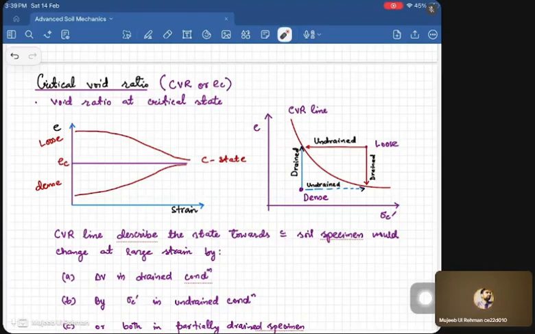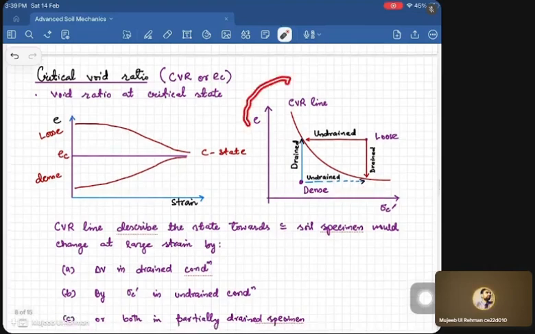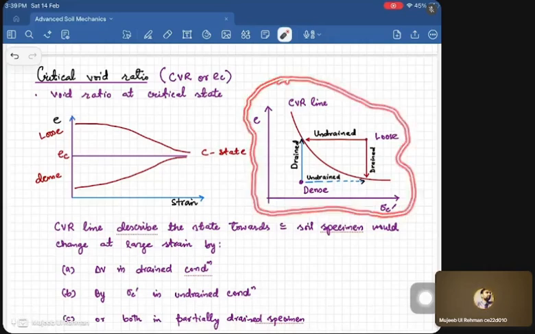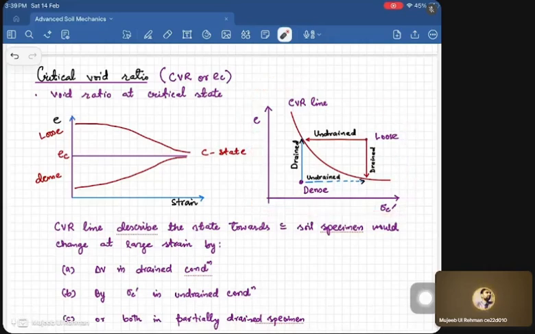That there will be an increase in the mean effective stress until it reaches the critical state. And these observations are very helpful in understanding the shear response of granular soils, for cohesionless soils, and also for understanding the liquefaction aspects of the different soils.